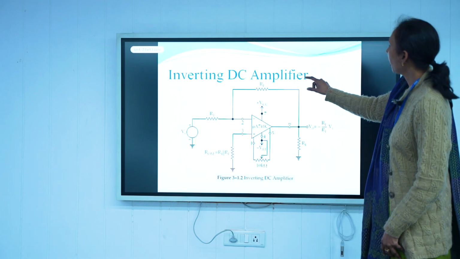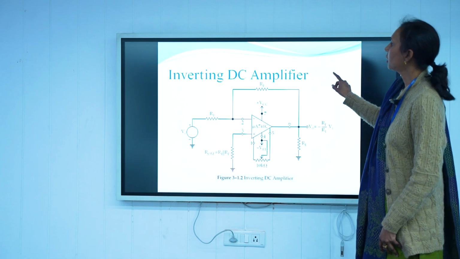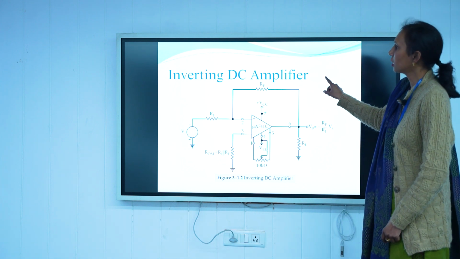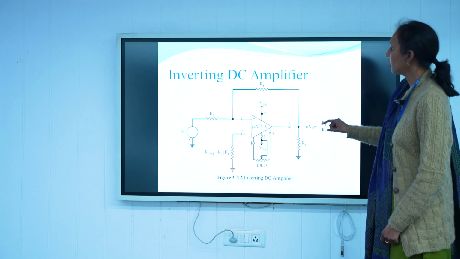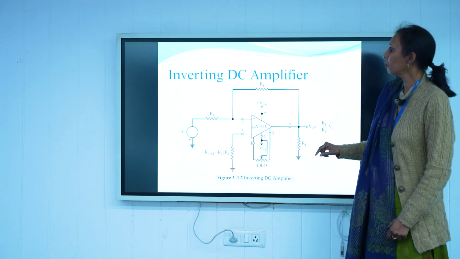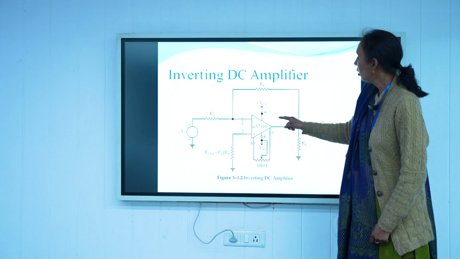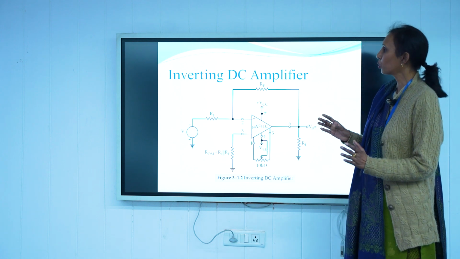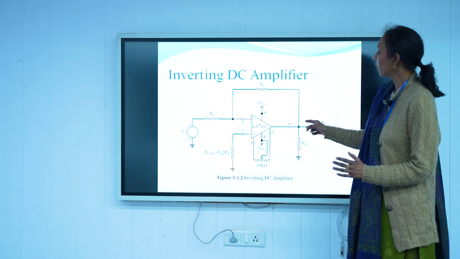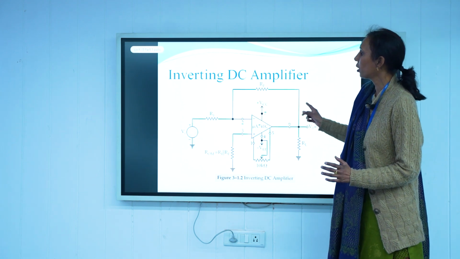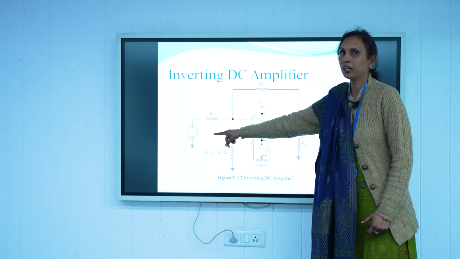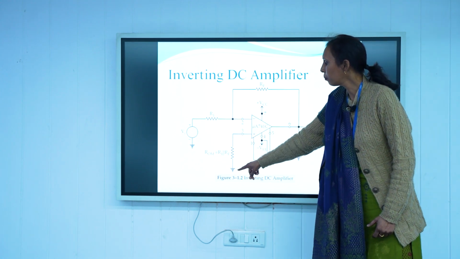Next is another application in terms of DC amplifier. The previous application was in terms of AC. This application is in terms of inverting DC amplifier. In the inverting DC amplifier, we provide a feedback, which is very important, because since we are using the closed loop configuration, there must be feedback between output and input. Accordingly, we provide input to the inverting terminal and the non-inverting terminal is grounded.